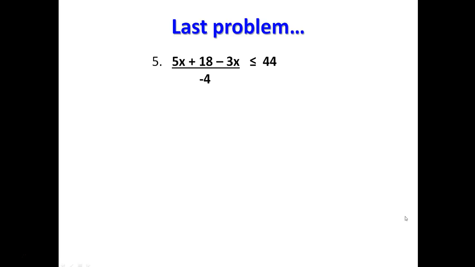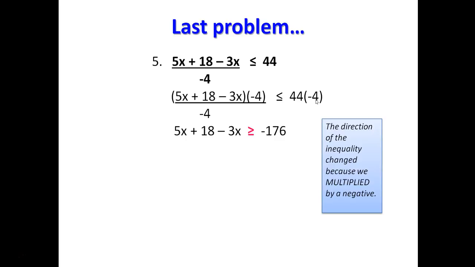Number 5, the final problem of the tutorial. Okay, we have a gigantic numerator, (5x + 18 − 3x), divided by negative 4, is less than or equal to 44. Okay. Well, our goal is to get these x's alone, and there's a couple ways you could start this problem. You could combine like terms, but I'm just going to get rid of the denominator. And how do I get rid of a divided by negative 4? Yeah, I multiply both sides of the inequality by negative 4. So that way negative 4 divided by negative 4 just leaves me my 5x + 18 − 3x less than or equal to 44 times negative 4.